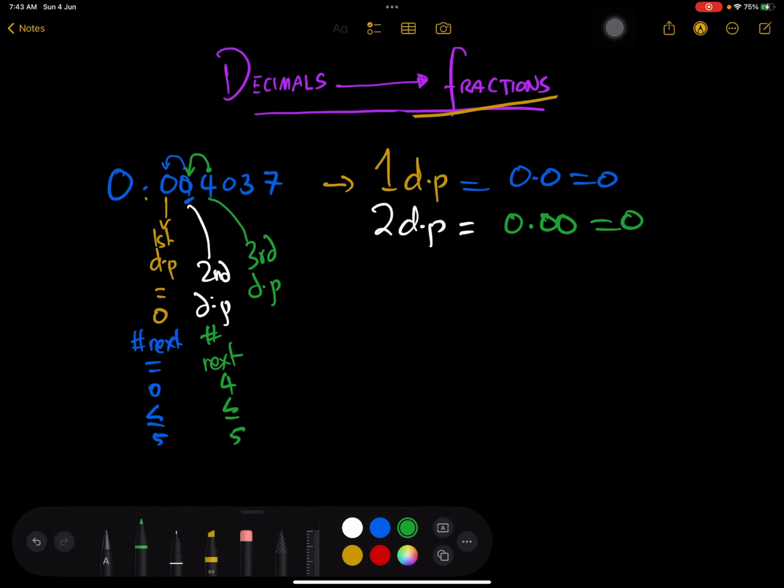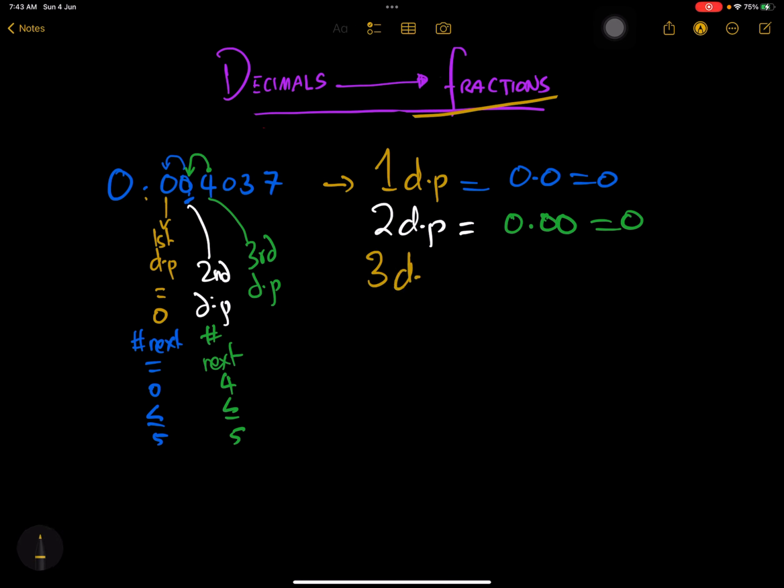Now, this is the third decimal place. The number next after the third decimal place is 0, which is also less than 5. If this number was 5 or beyond, we would have added 1 here. But because it's not even up to 5, what we are going to get is 0.004, because the number next to it is less than 5. So we leave it as is, and that gives us our answer. So 3 decimal places is 0.004.